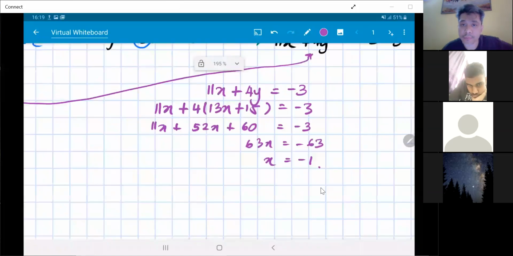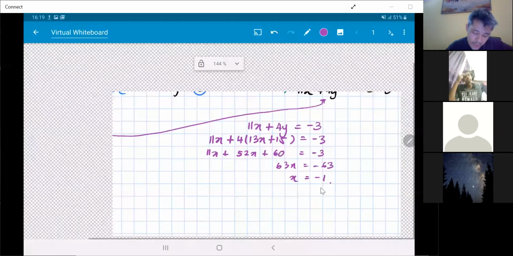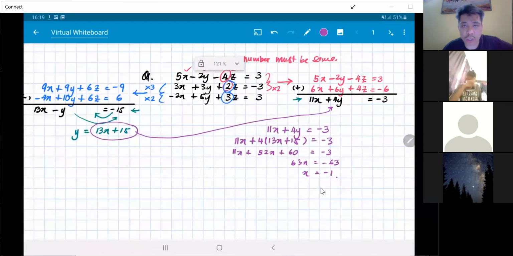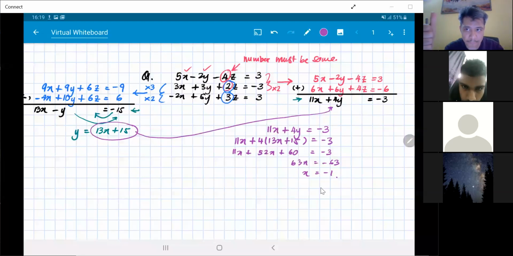Boleh faham kan? Okay. So I repeat from the top. From 3 equations, so you take the top 2, one side, bottom 2, another side. Okay. You have to choose to maintain 2, remove 1. The one you have to remove, the number must be the same. So we eliminate. Keep it simple.